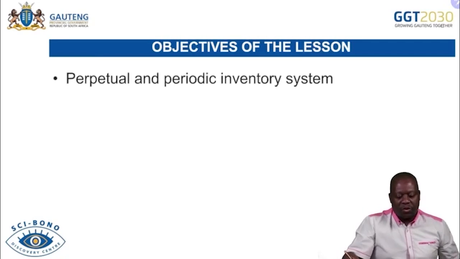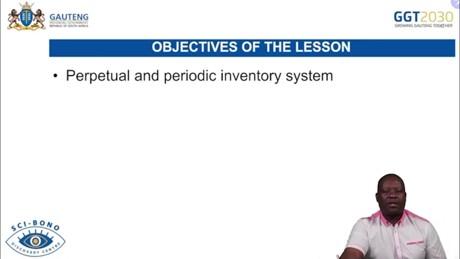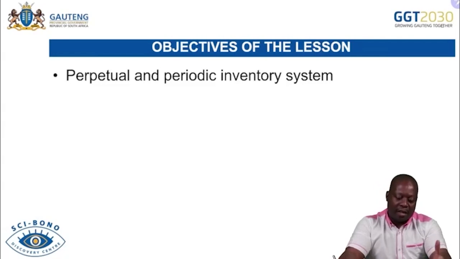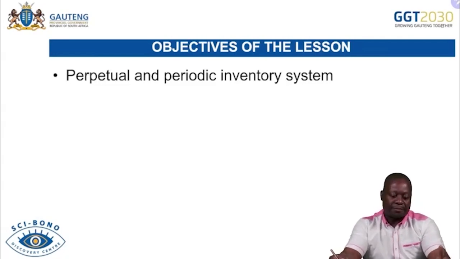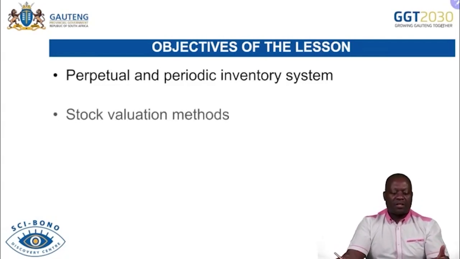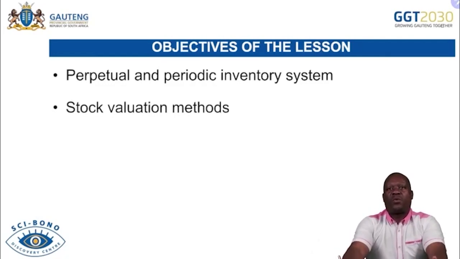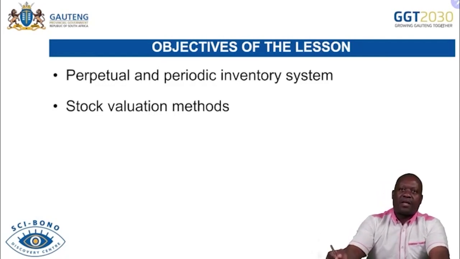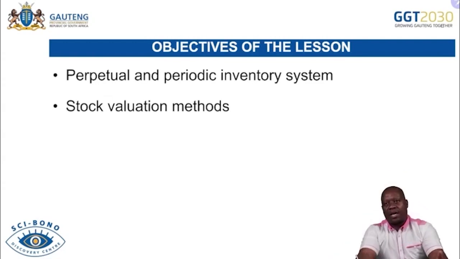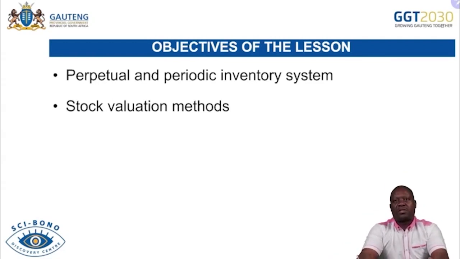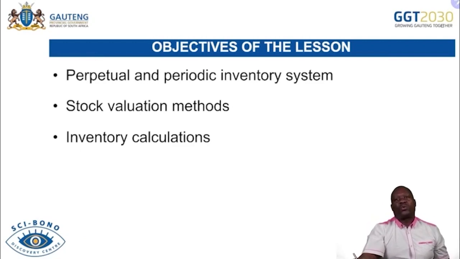We are going to look into the inventory systems. And you still remember the perpetual and the periodic inventory systems from last year. After that, we are going to introduce stock valuation methods. Remember, stock is inventory, so it's the same as inventory valuation methods, which is a new element that we are introducing to you today. And then we are also going to look into inventory valuation calculations that are going to be very important for your exams at the end of this year.